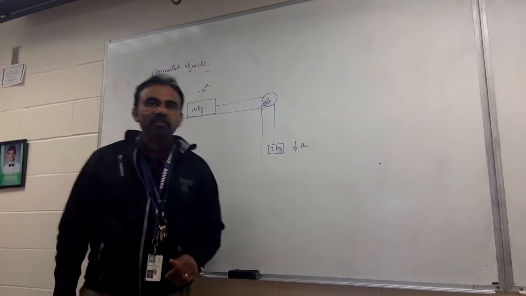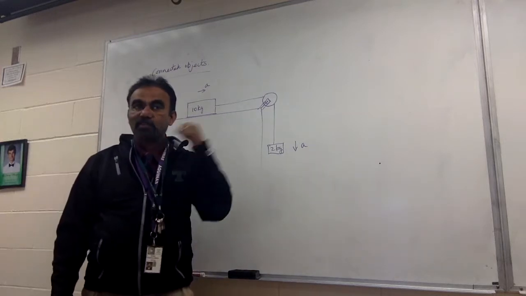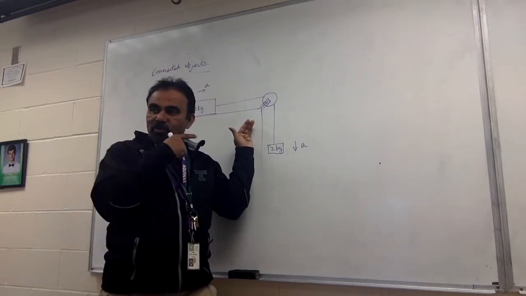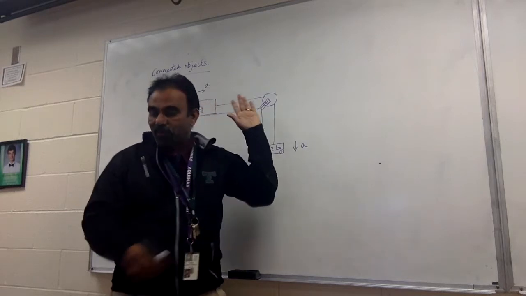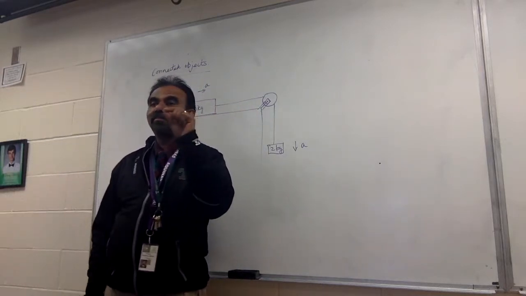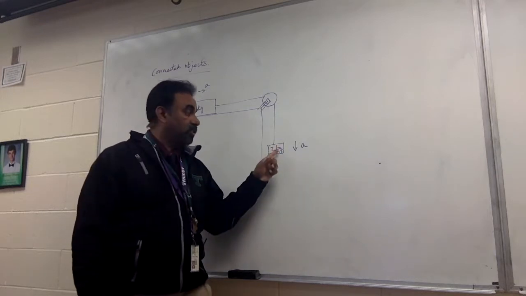So how do you tackle this problem? This is what you do. Take one object at a time. Only one at a time. There are two objects here. So let's take this object. For the time being, just focus on this. Don't worry about that at all. And what do you do first? Force diagram. Mark all the forces acting on this block.